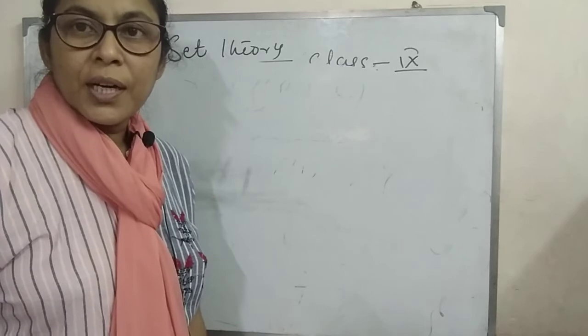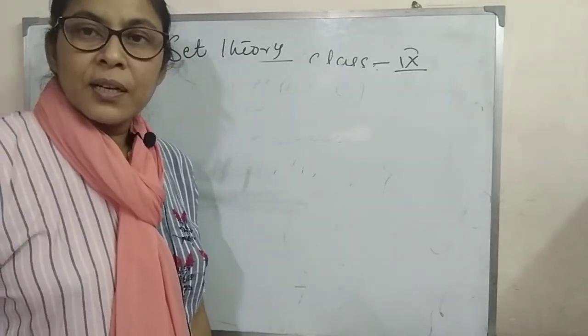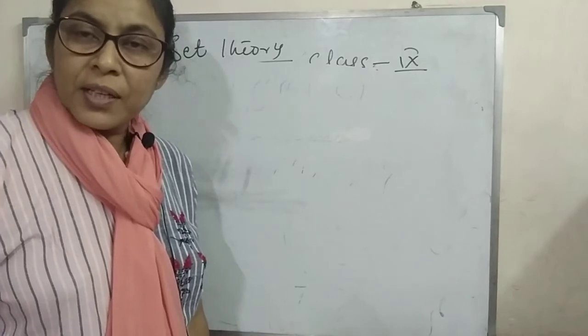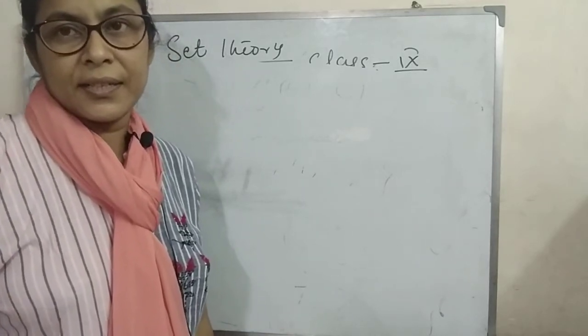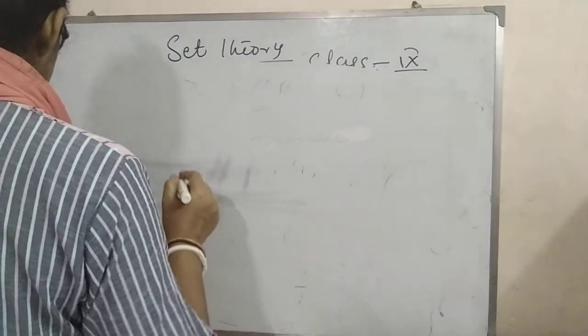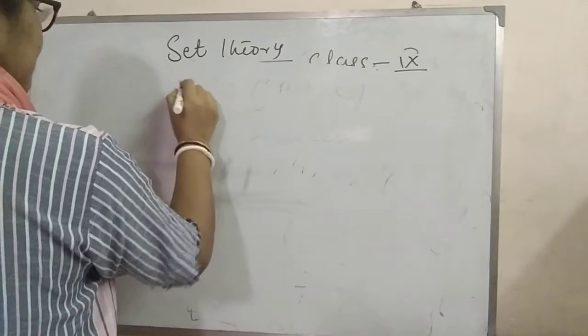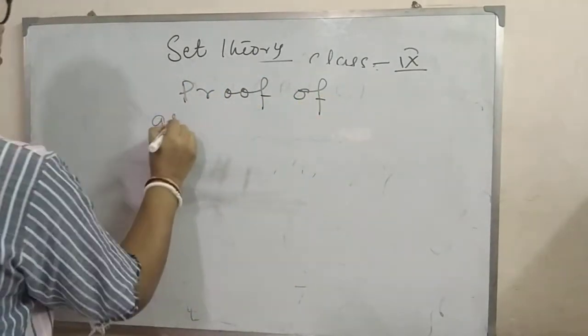But now I am going to explain all proofs one by one very slowly so that you can understand. First, I am going to explain proof of associative law.